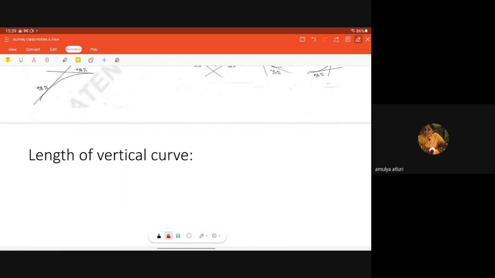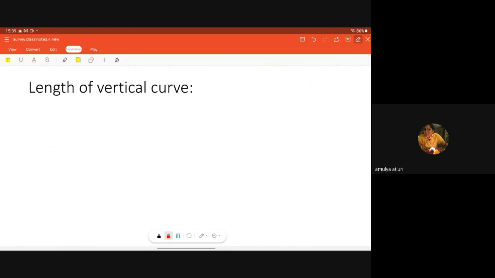Next, we deal with the length of vertical curve. How do you calculate it? In the previous case, the length of a horizontal curve is L equal to R into theta, the angle made between the two chords joining the arc. Here, the length of vertical curve is given by L is equal to (G1 minus G2) by R. So what is R? R is nothing but the rate of change of grade.